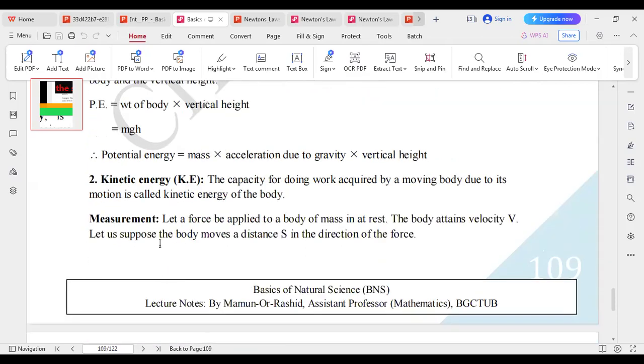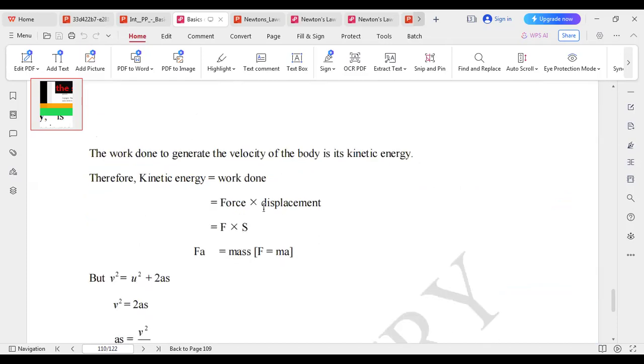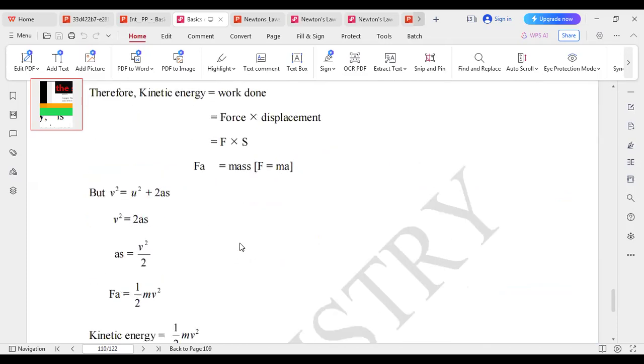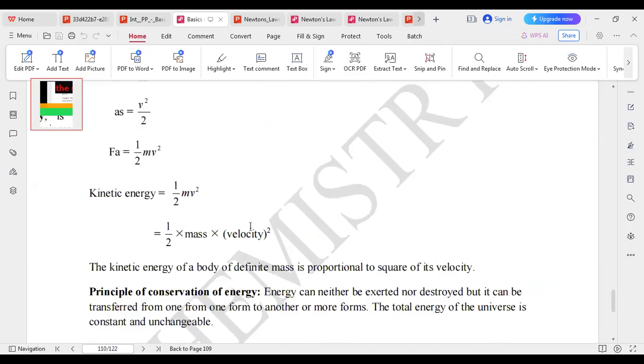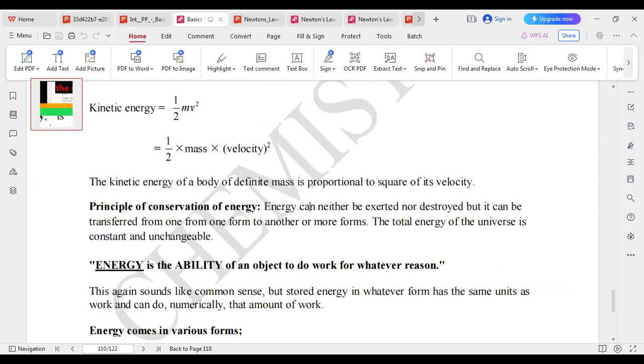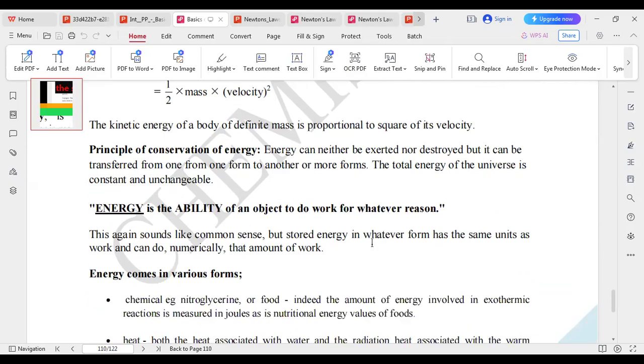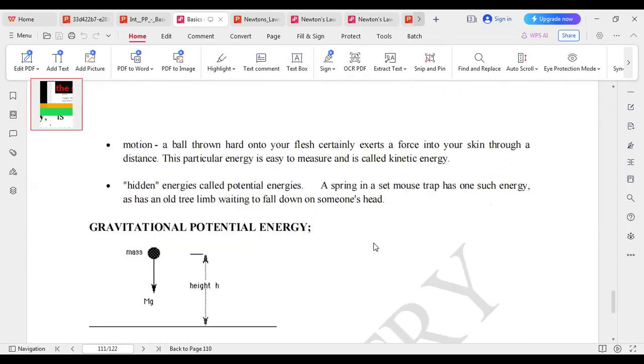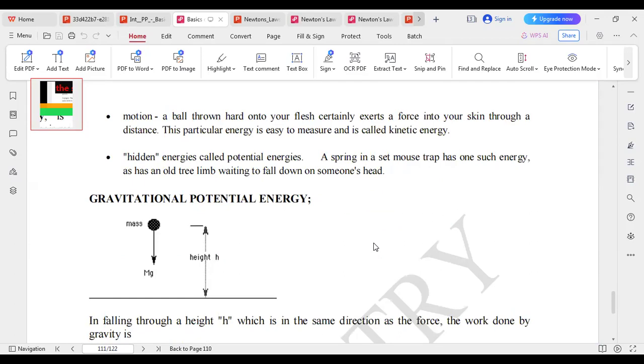Similarly, kinetic energy, you can also find out the value of kinetic energy. This is actually half mv square. The principle of conservation of energy: energy can neither be created nor destroyed, but it can be transformed from one form to another form. It is called the principle of conservation of energy. The total energy of the universe is constant and unchangeable. Okay, various types of gravitational potential energy.